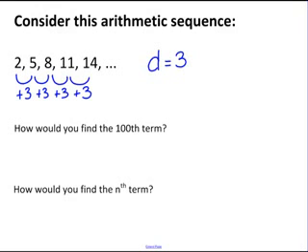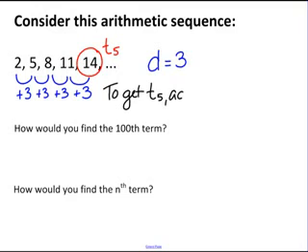To help us determine how to find any term of a sequence, we're going to first determine how to find the fifth term of this sequence. 14 is the fifth term. And you'll notice that in order to find the fifth term, we started at the first term, and we added the common difference 4 times.